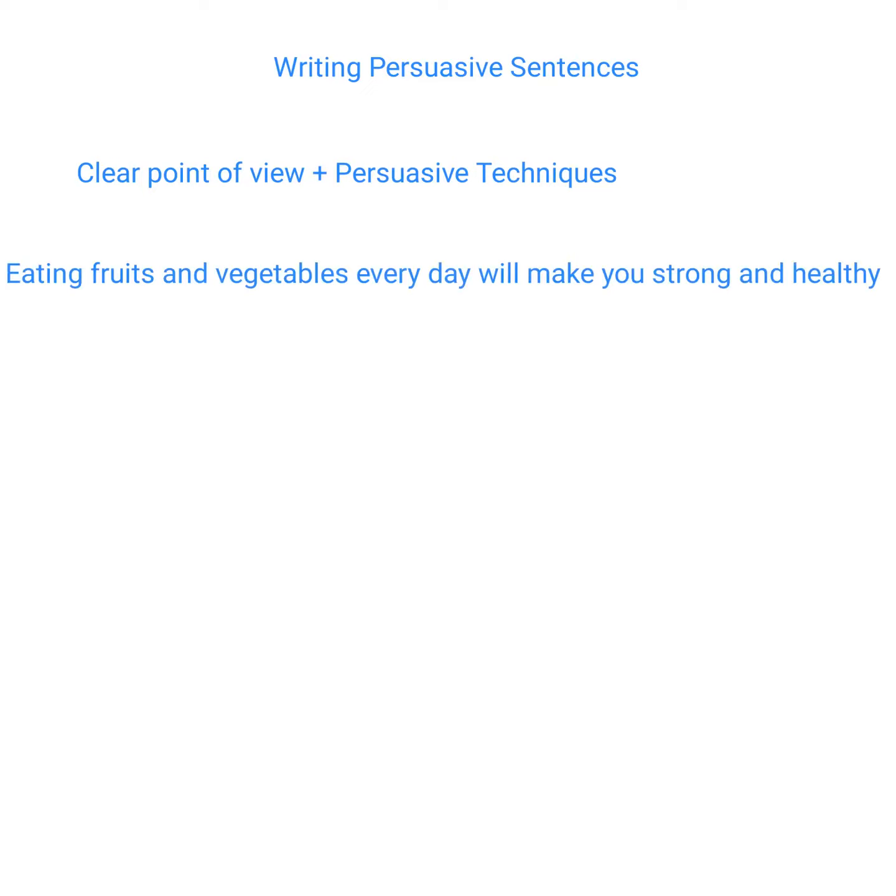So an example of a persuasive sentence is: eating fruits and vegetables every day will make you strong and healthy. Thank you, Kevin. So let's try and find the clear point of view and the persuasive technique that's being used. Eating fruits and vegetables every day will make you strong and healthy.